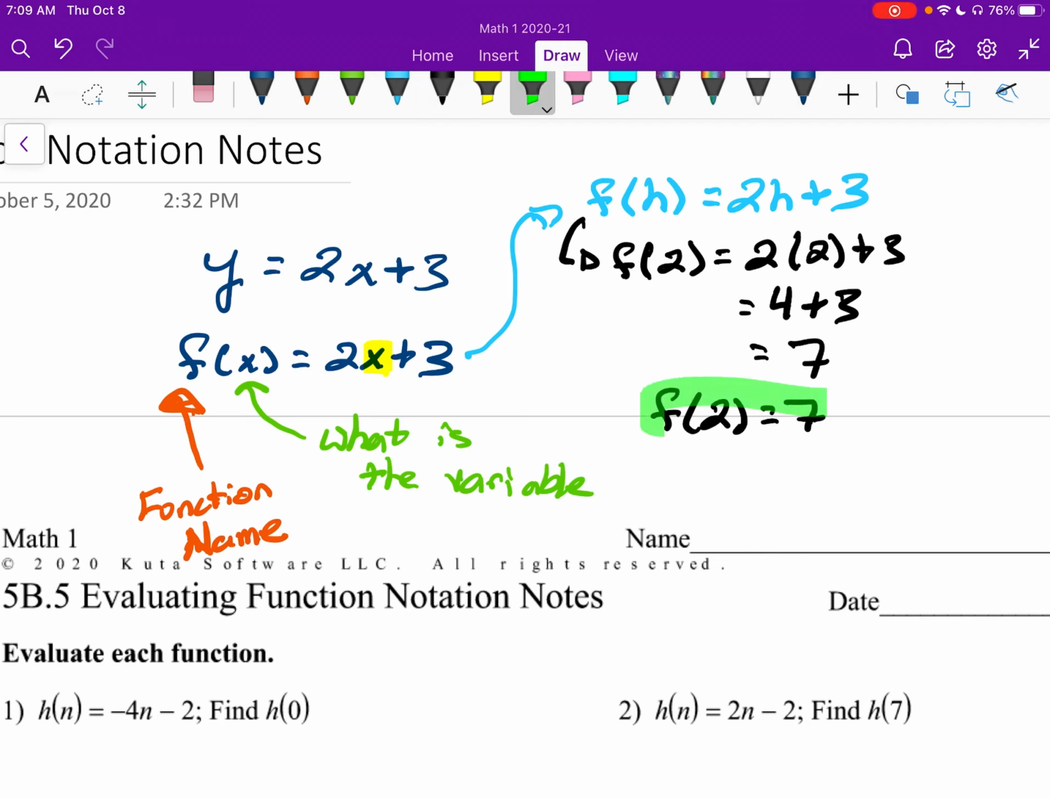And what this statement here means, if we were to read it literally, it would say the function f evaluated at 2 equals 7. So another way to say that is the function f, after you plug in a 2, equals 7. Okay, so it's a different way to talk about it.